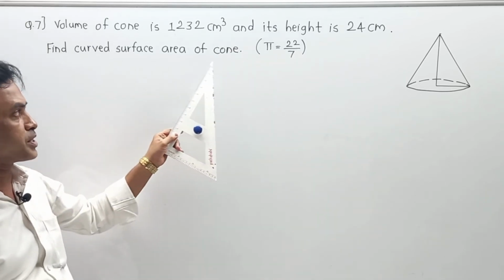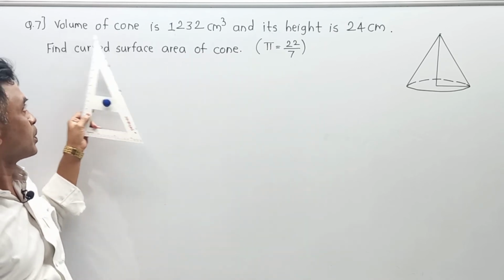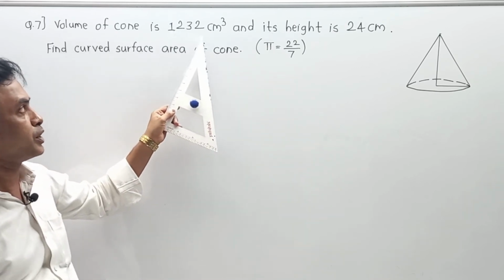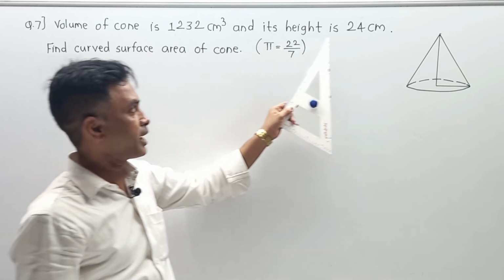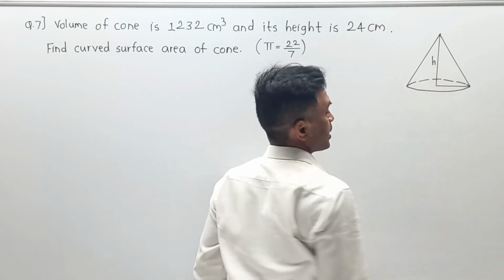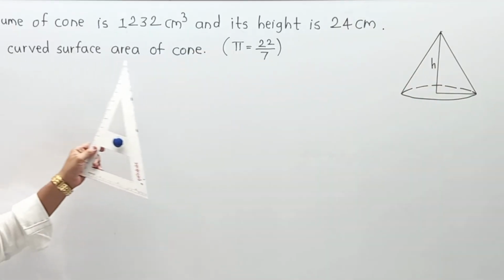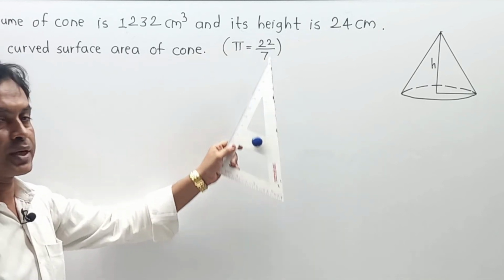Find the curved surface area of a cone. Pi is 22 by 7. They have given the volume of a cone as 1232 cubic centimeter and its height h is given as 24 centimeter. Then find the curved surface area of a cone. Pi is 22 by 7.